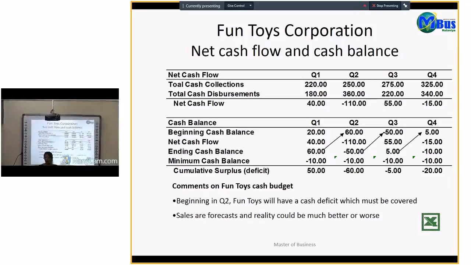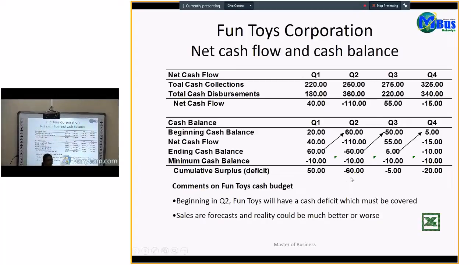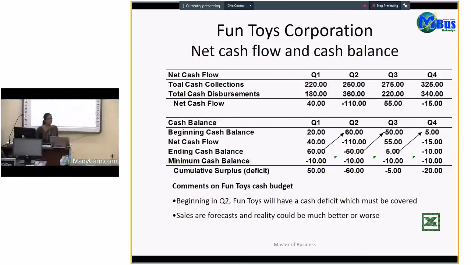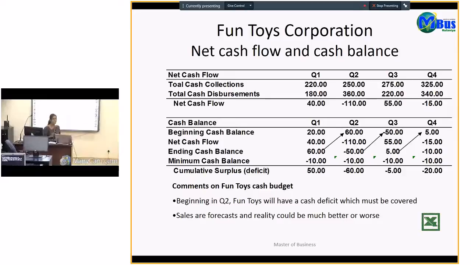So in quarter two, definitely we might have to go for some short-term loans and all to cover this minus 60, right? We have no excess cash in hand. By considering the requirements, we have considered all the expenses that we have to meet throughout the period, right? So we are preparing for the future. So in advance we know that we need this much money in hand to meet the day-to-day operations, right? That is the purpose of preparing a cash budget.